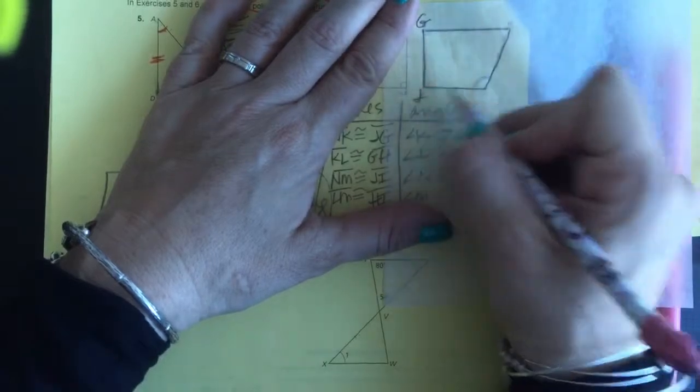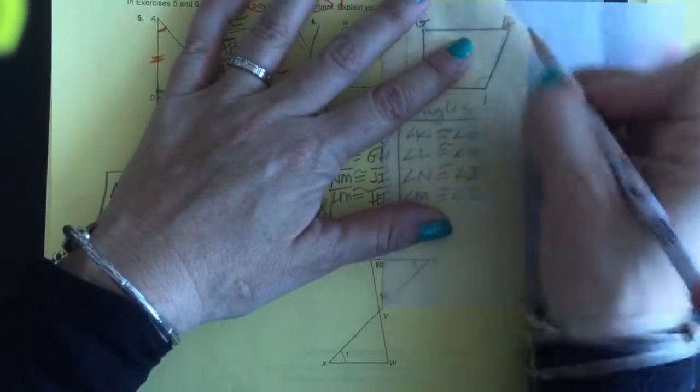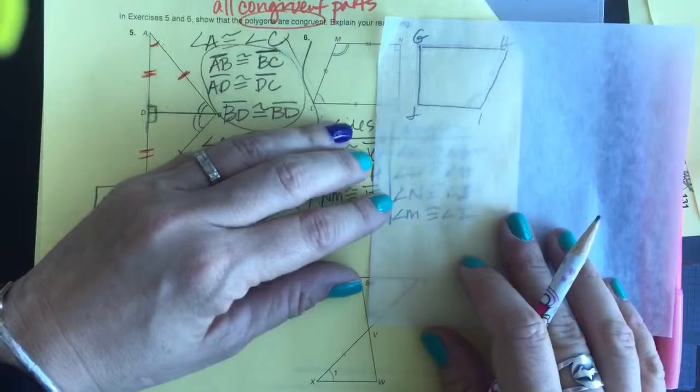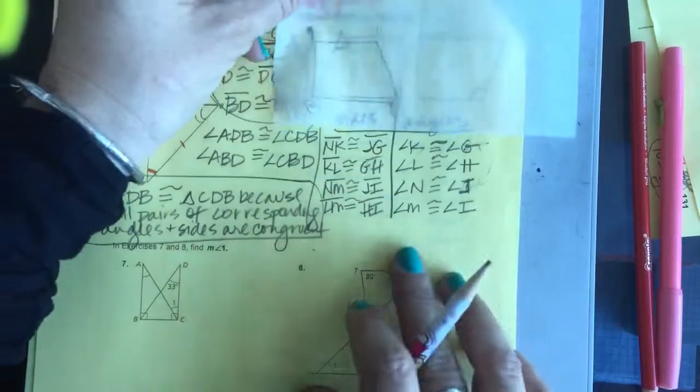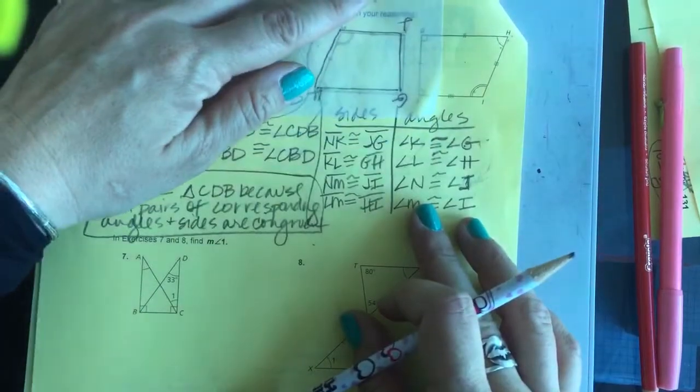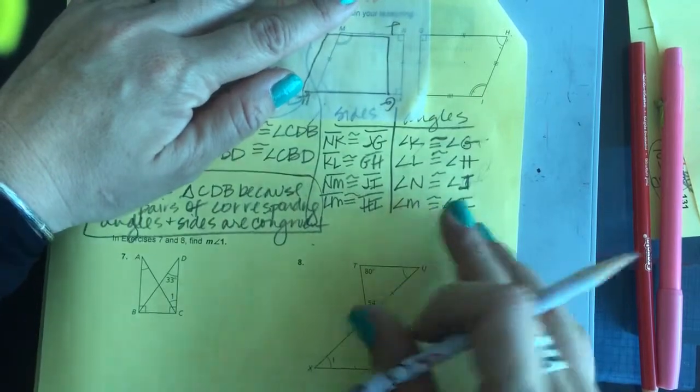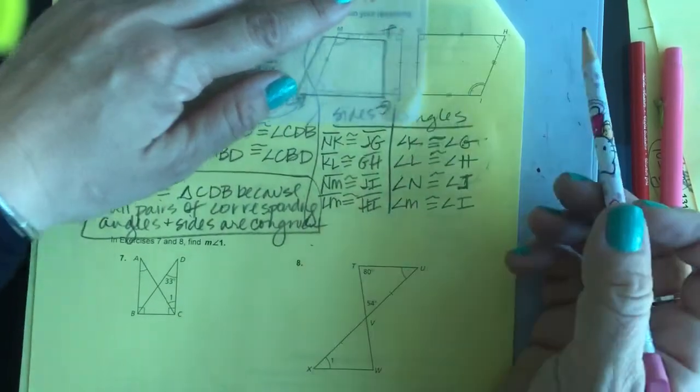This is G, J, I, H. And if I'm saying these are congruent, then at some point I'm going to be able to flip it over, and actually I'm going to have to go like this. But you see now how it's the G that matches up with the K better?